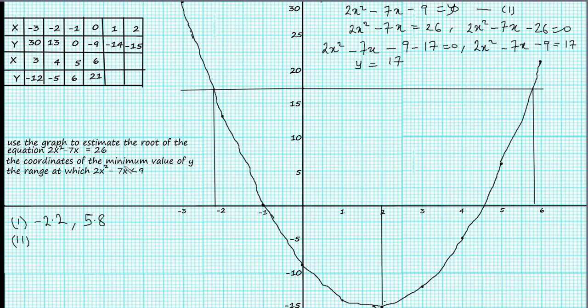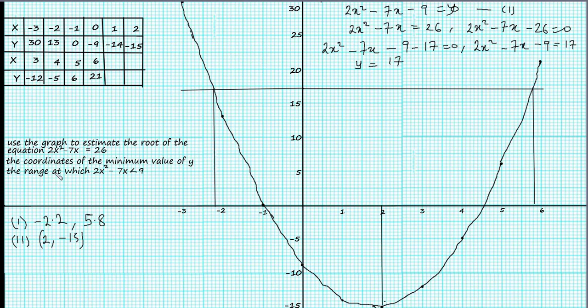The coordinate of the minimum value of y is what? It is 2, so x will come in front, and then you have your y. So this is the coordinate of the minimum value of y.